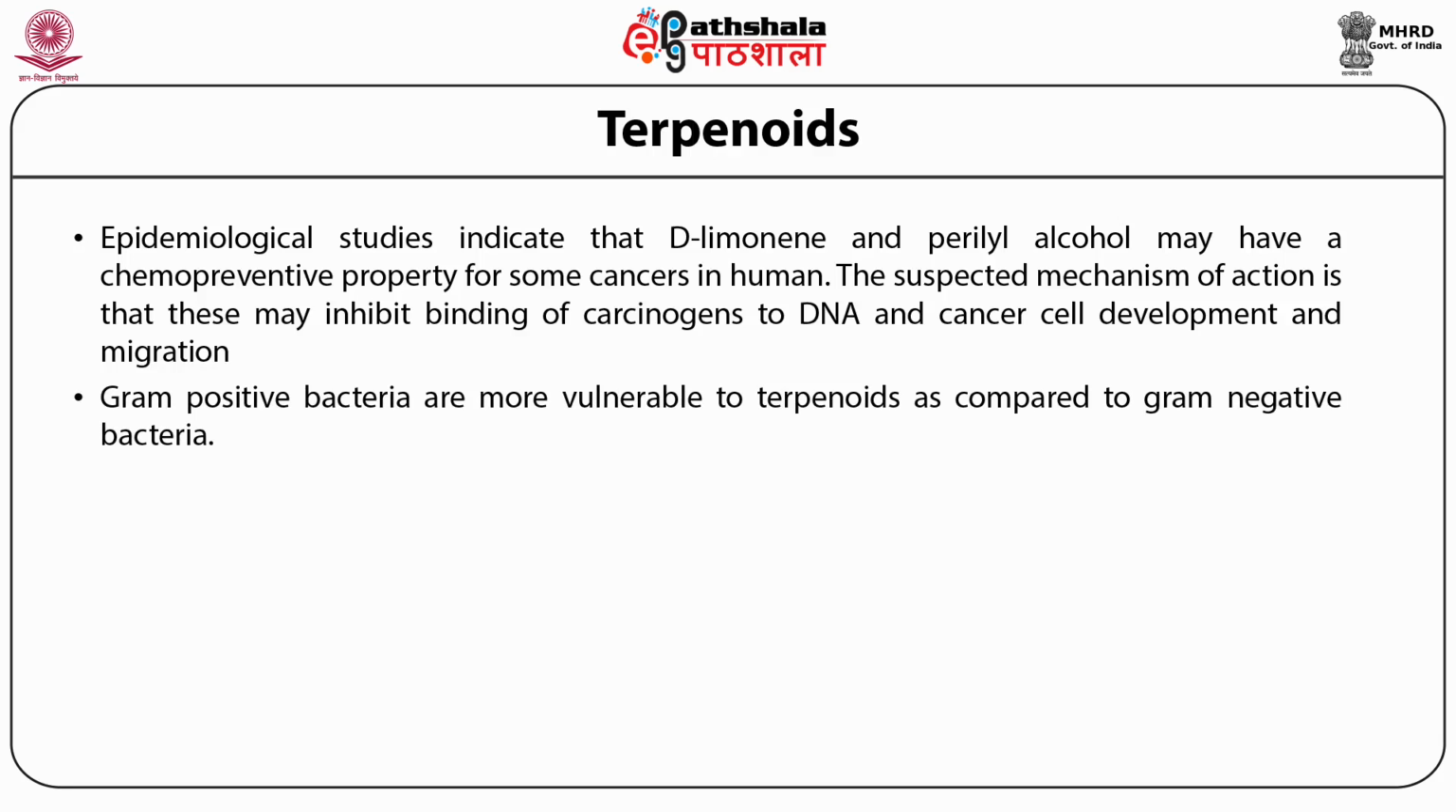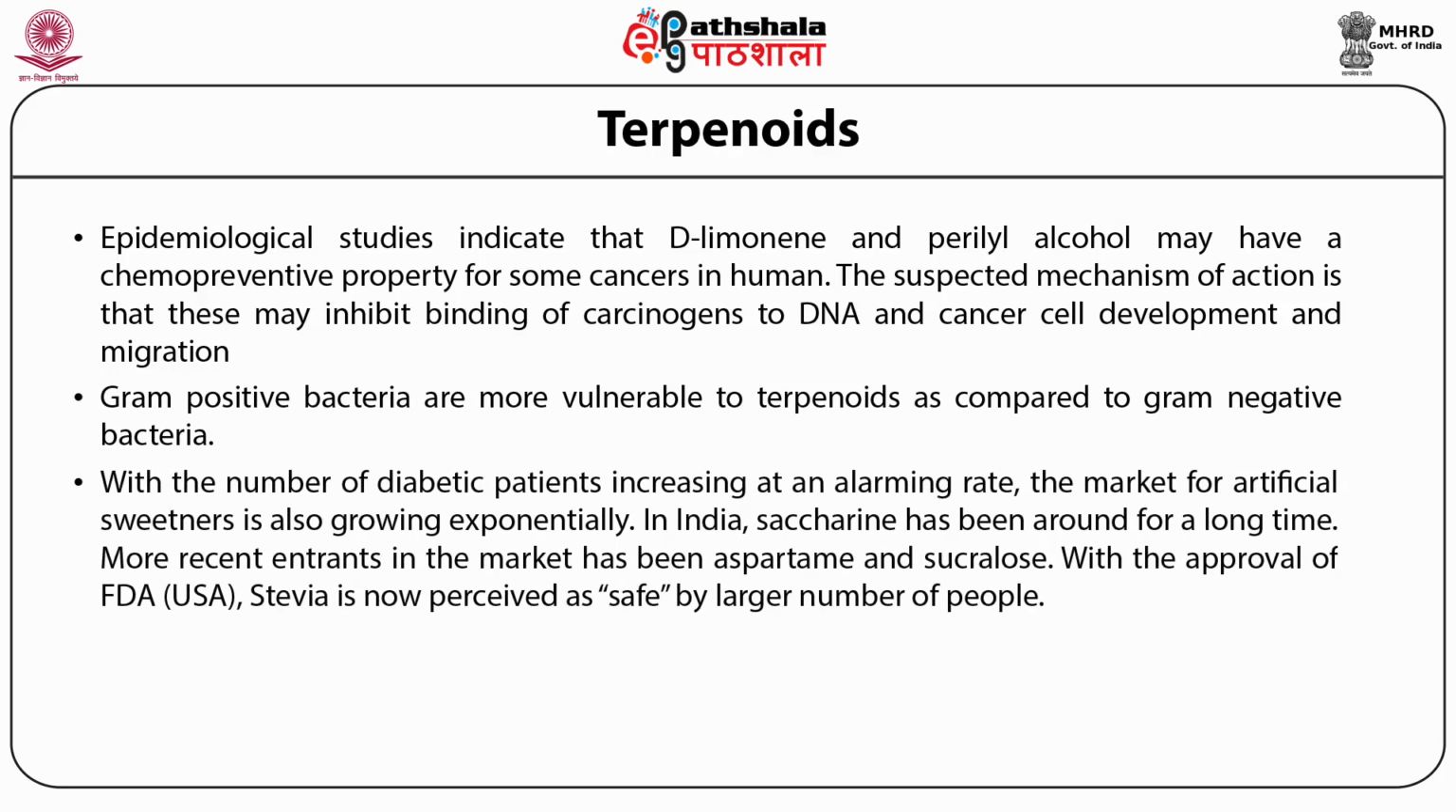Gram-positive bacteria are also more vulnerable to terpenoids as compared to the gram-negative bacteria. With the number of diabetic patients increasing at an alarming rate, the market for artificial sweeteners is also growing exponentially. In India, saccharine has been found for a long time. More recent entrants in the market have been aspartame and sucralose. With the approval of FDA in USA, stevia is now perceived as safe by a larger number of people.